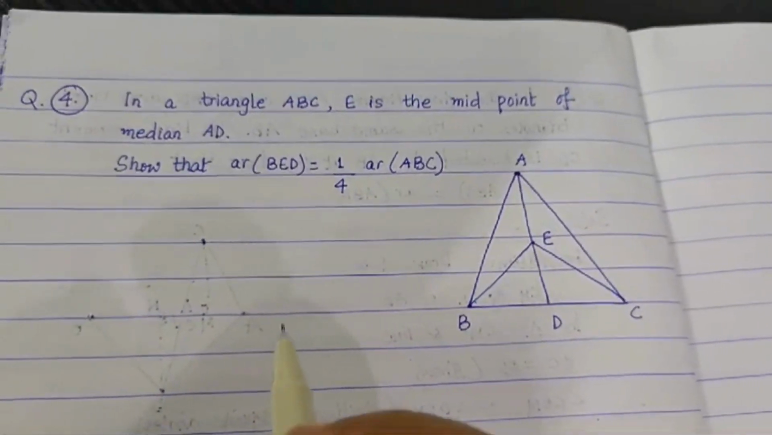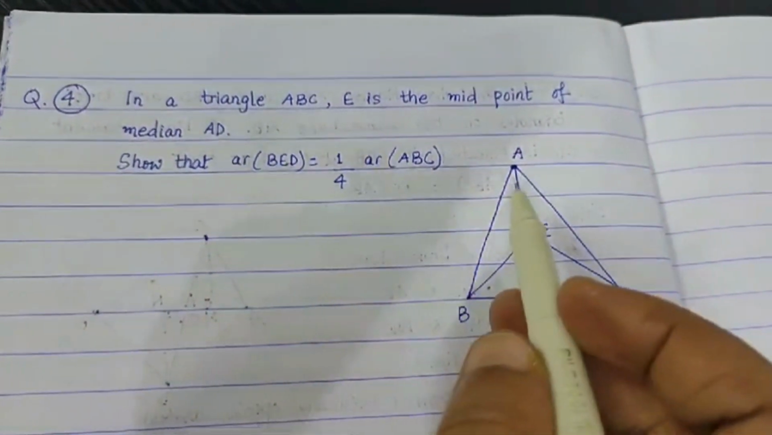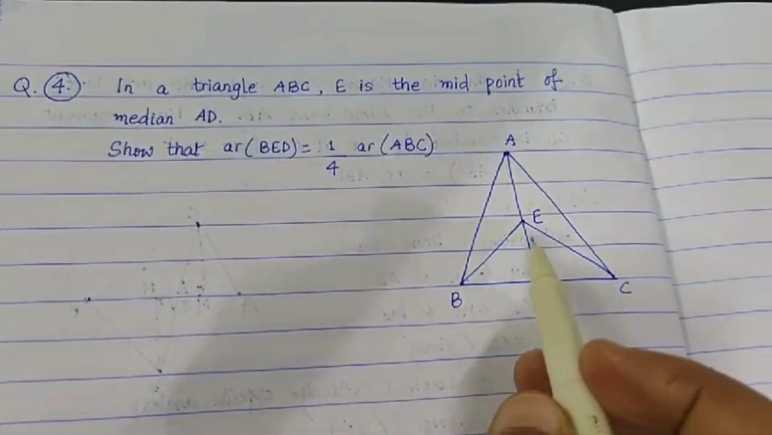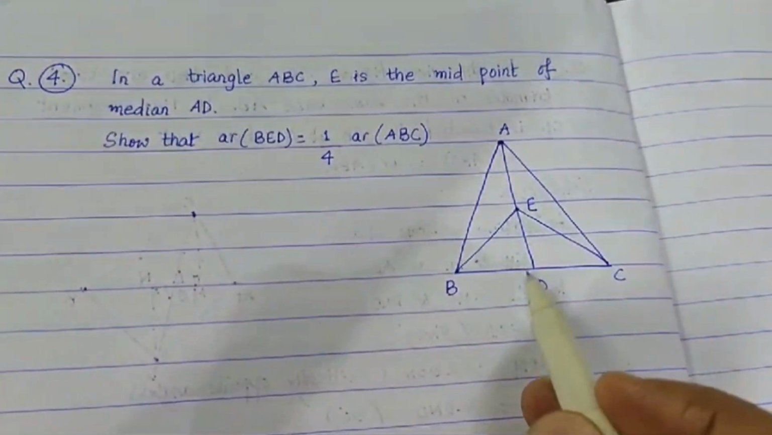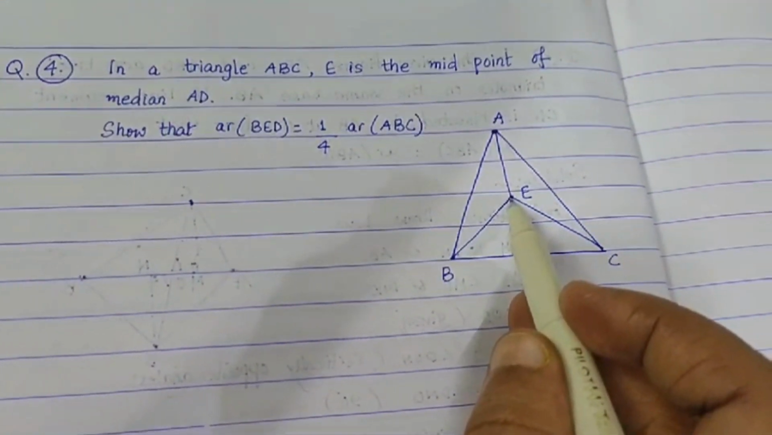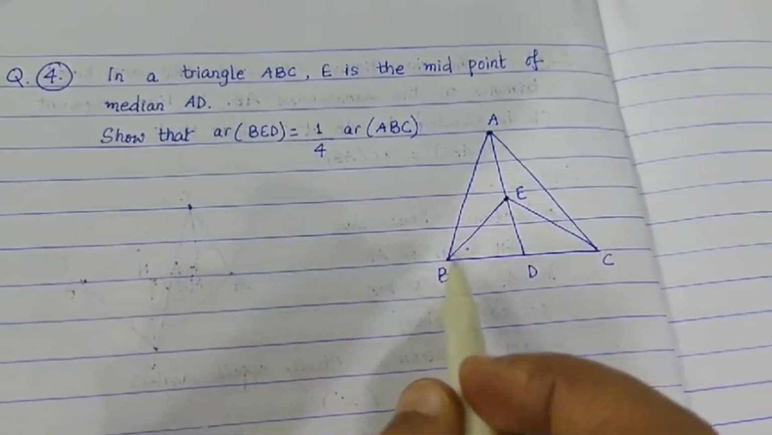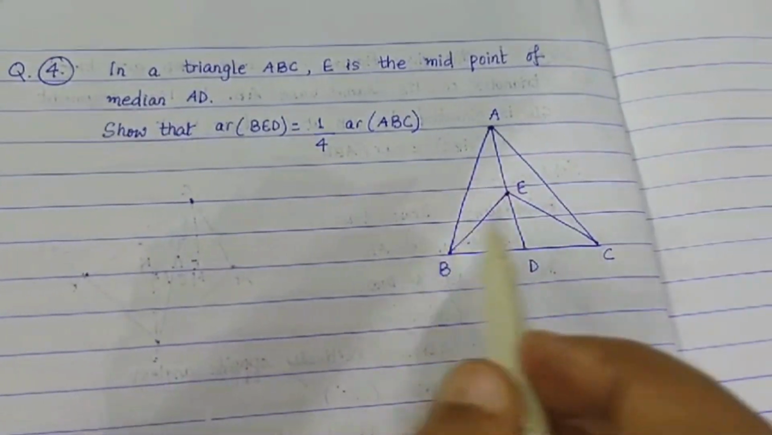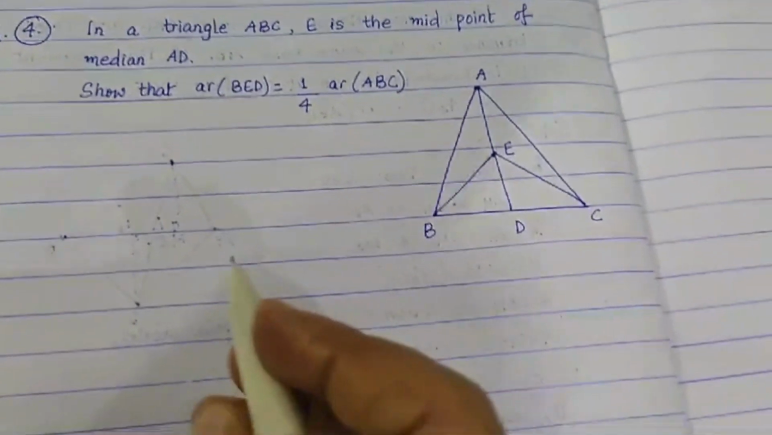So let's solve this fourth question. In a triangle ABC, E is the midpoint of median AD. This is the median AD and E is the midpoint of this median. So we have to prove that area BED is equal to 1 by 4 area ABC. Okay, let's see.